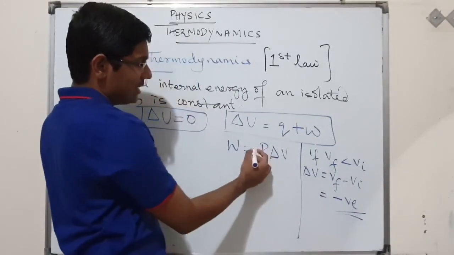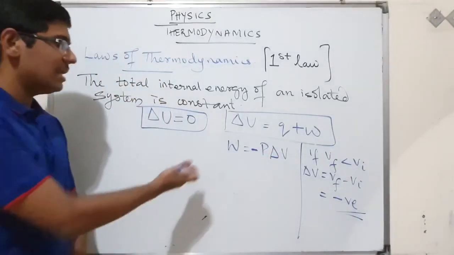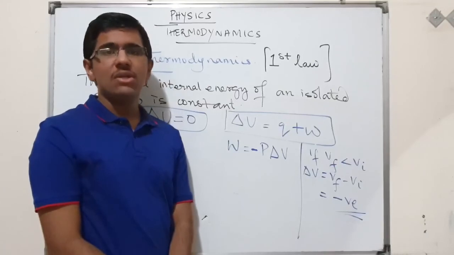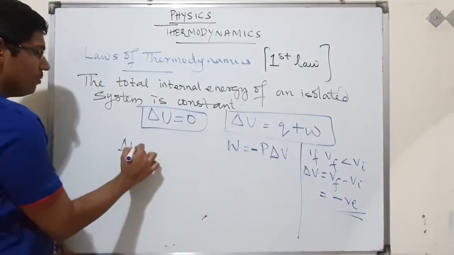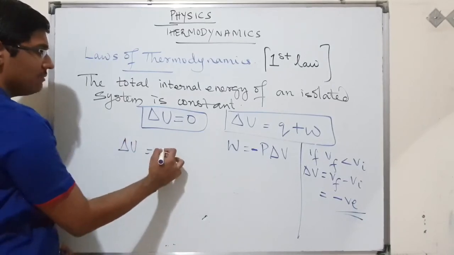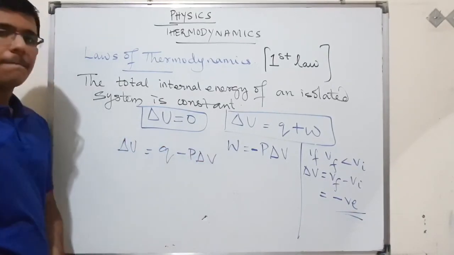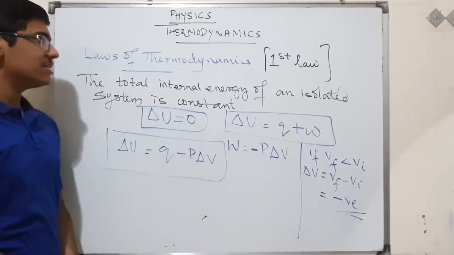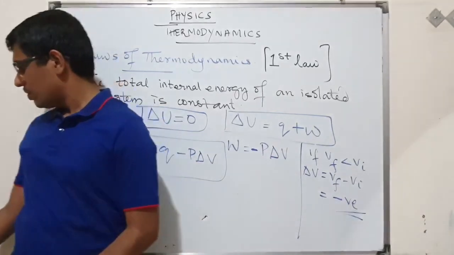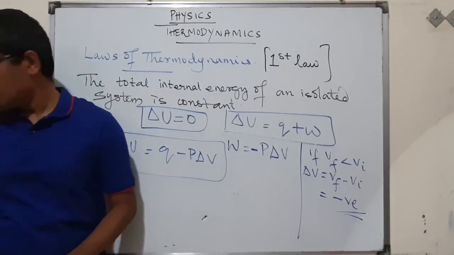So in order to compensate for that negative value, I am putting a sign convention here. The work done is equal to negative of P into delta V. So how can I write this expression? Delta U equal to Q minus P delta V. This expression is very important. So this is the explanation of the first law of thermodynamics. I hope you understood all these things regarding the first law of thermodynamics.